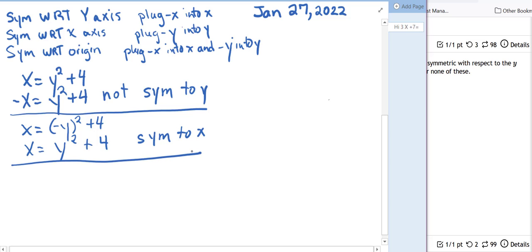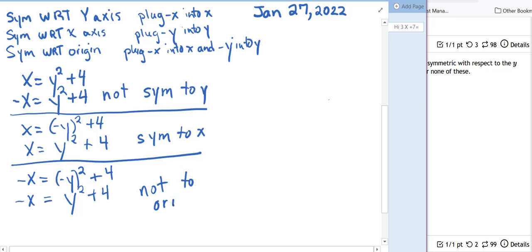and then we'll try symmetry with respect to the origin. So we have to plug negative into each of them. So negative into the x and negative into the y. This one is still going to give us negative x, and this will give us y squared plus 4. So this does not give us back the original, so it's not symmetric to the origin.